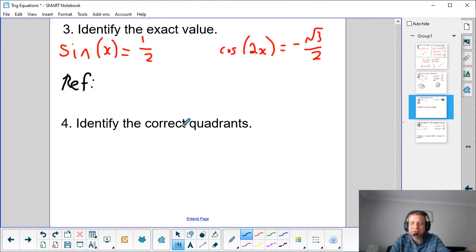We're still just getting organized. We're not solving yet. We're just organizing our thoughts. So we're going to reference a table of values, which will be in your bound reference or your glossary, where we've got lots of numbers that look like halves or root 2's on 2's or root 3's on 2's, and figure out what angle or what radian measure actually goes with it.